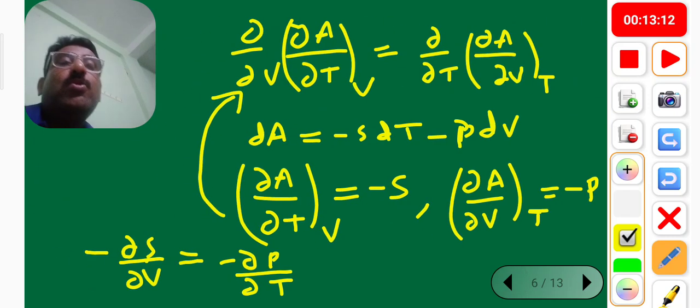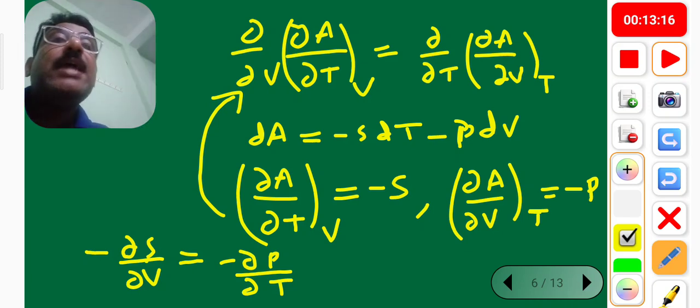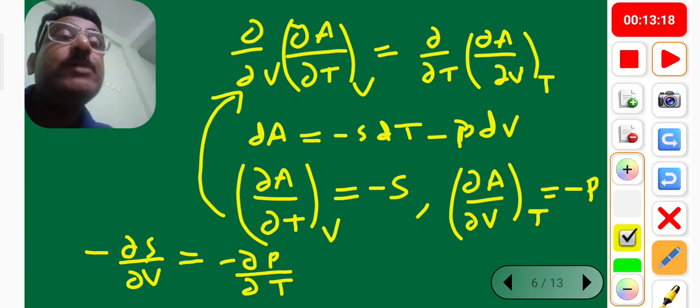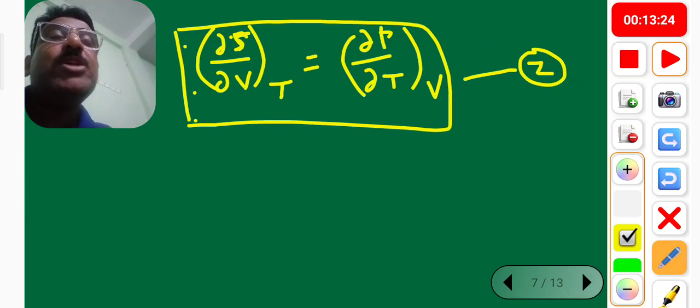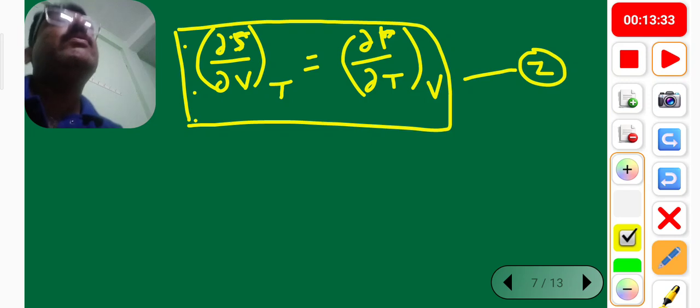Okay, so we have just used Euler's reciprocity and applied the Helmholtz equation here. Then we got this relation, that is, (∂S/∂V) at constant temperature is equal to (∂P/∂T) at constant volume, right?